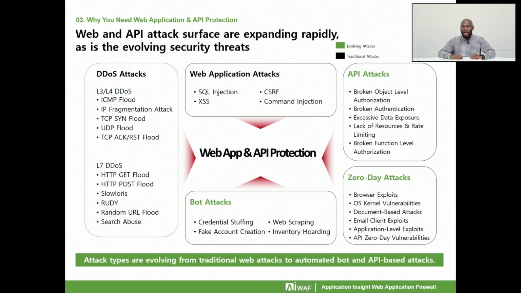Now, though the AI WAF can provide some level of protection against layer 3 and layer 4 DDoS attacks, it's worth noting that its primary focus is on layer 7 DDoS attacks, which account for 65% of all DDoS attacks.